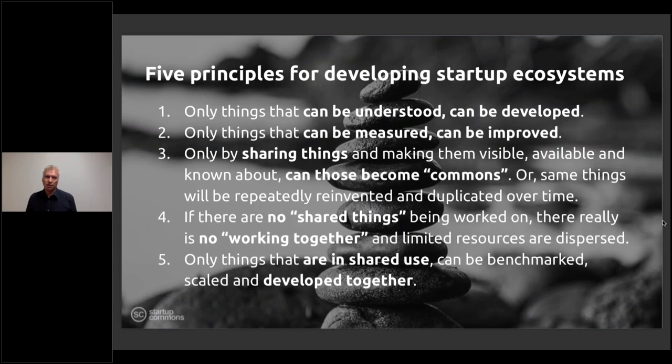When we talk about those shared things, we have put together these 5 principles for developing ecosystems. So, 1, only things that can be understood can be developed. If the terminology is vague, if there is not enough accuracy in the language, and if it's not understood what a startup is, what innovation is, what's the difference between entrepreneurs, and so forth, it's really hard to develop if there's too much unclarity.